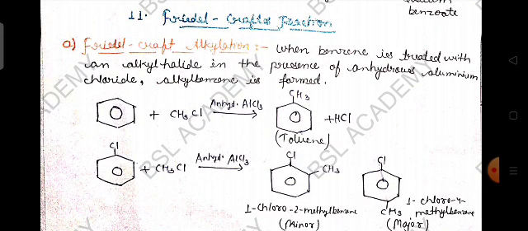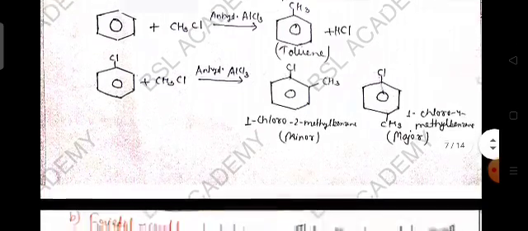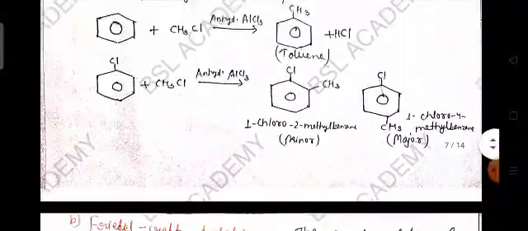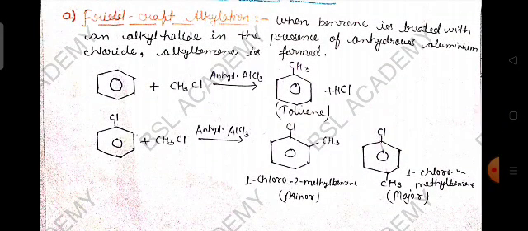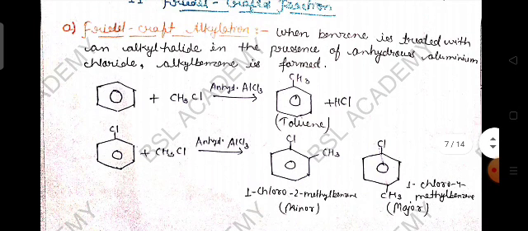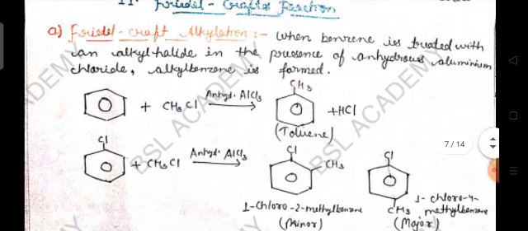So what is alkylation? When benzene is treated with an alkyl halide in the presence of anhydrous aluminum chloride, alkylbenzene is formed. So there are too many examples of this reaction. So let's discuss a few examples. First one is your benzene plus CH3Cl. This is your alkyl halide and this is treated in the presence of anhydrous AlCl3 and gives what? Here you can see toluene plus HCl.